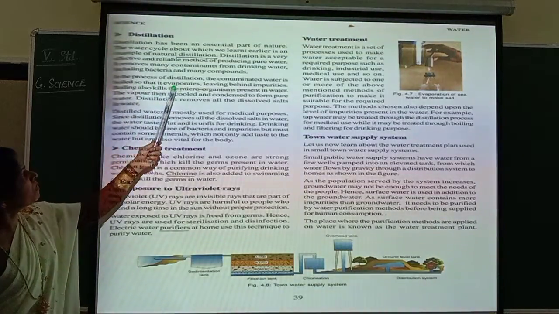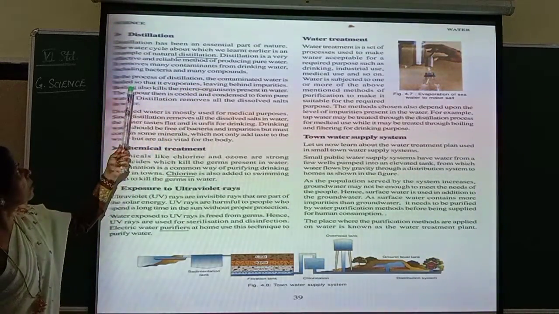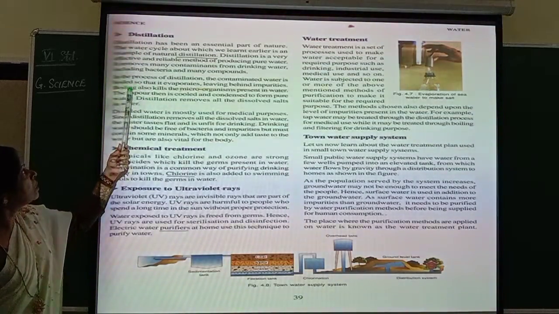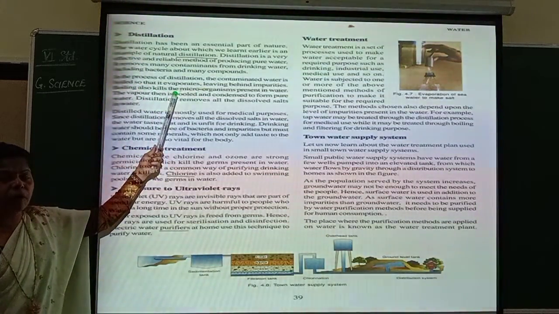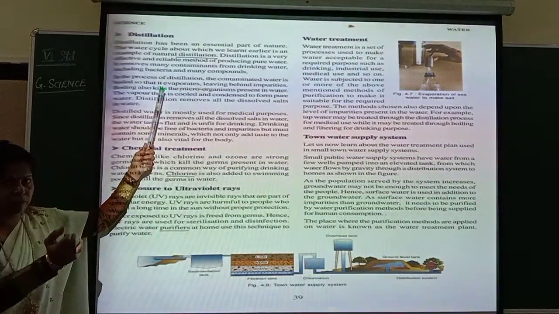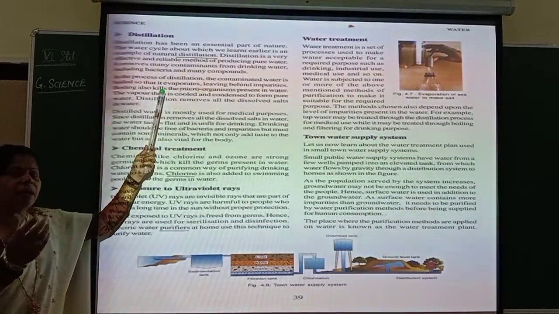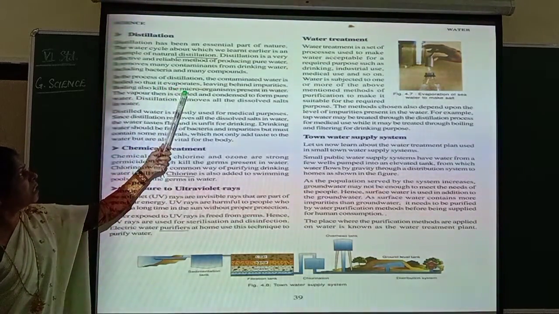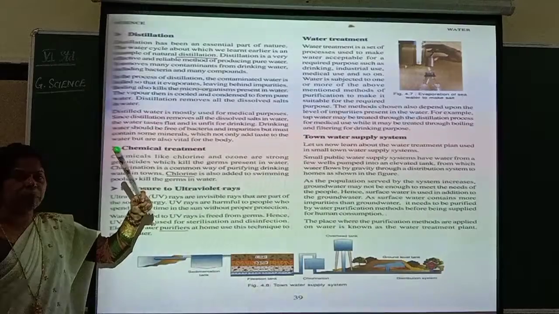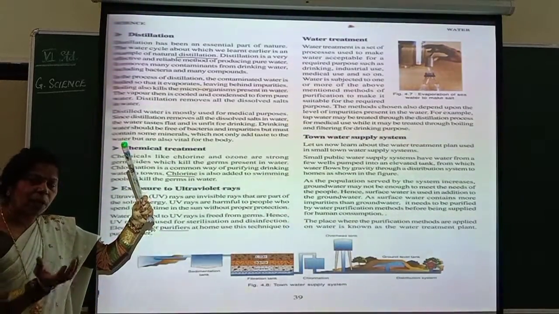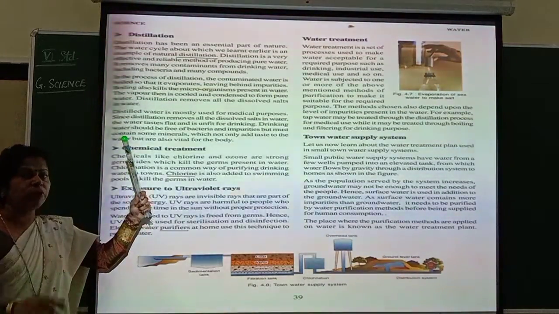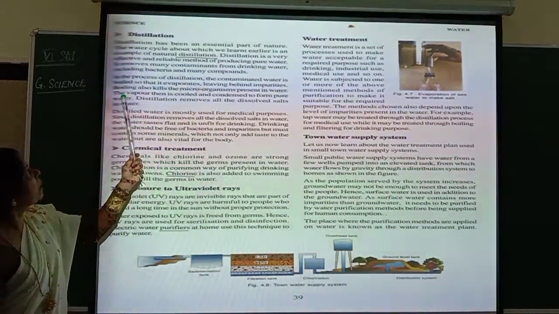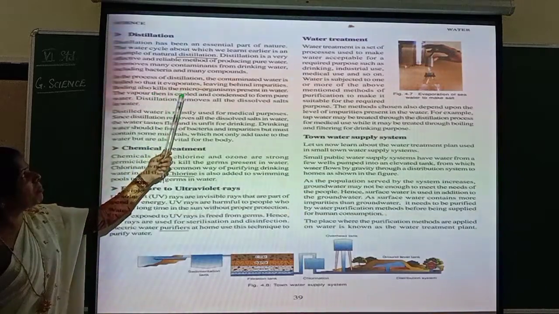So in the process of distillation, the contaminated water is boiled. First, the water is boiled so that it evaporates. When it is boiling, what happens? Only the vapor comes out, the steam part, which is pure water. So it evaporates, leaving behind impurities. The impurities will be in the water itself. Only the pure water is coming out in the form of vapor or steam, leaving behind impurities.